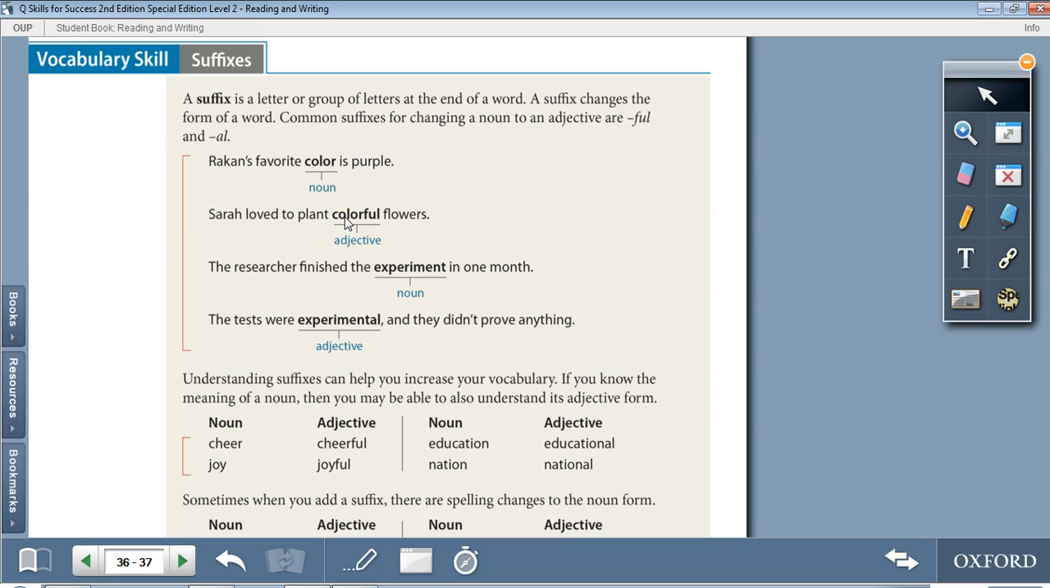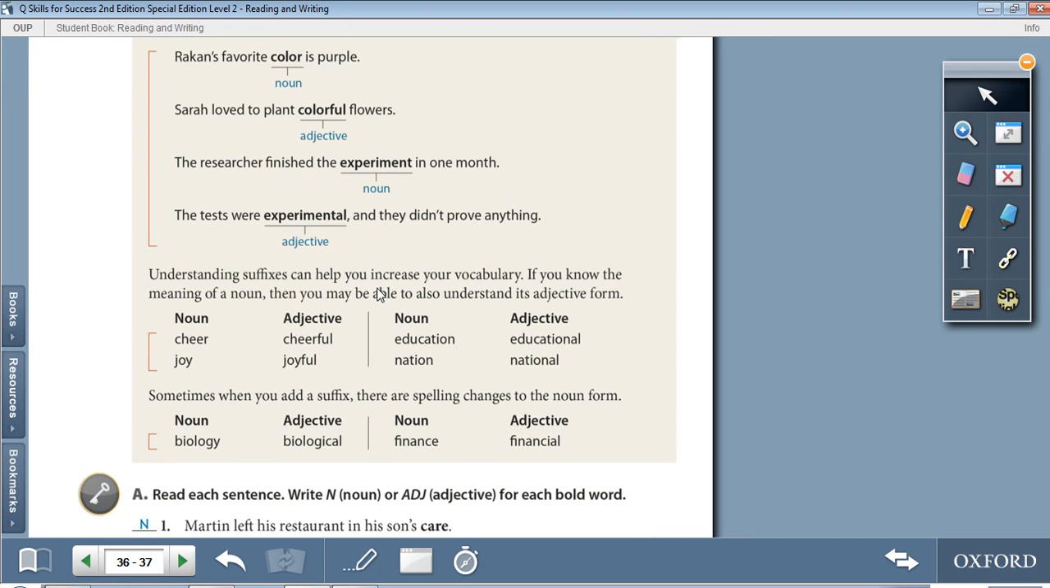Colorful is an adjective. Another example: the researcher finished the experiment in 1 month. Experiment is a noun. We can add the suffix al to change it to an adjective, like in the following example, the tests were experimental and they didn't prove anything. Understanding suffixes can help you increase your vocabulary. If you know the meaning of a noun, then you may be able to also understand its adjective form.